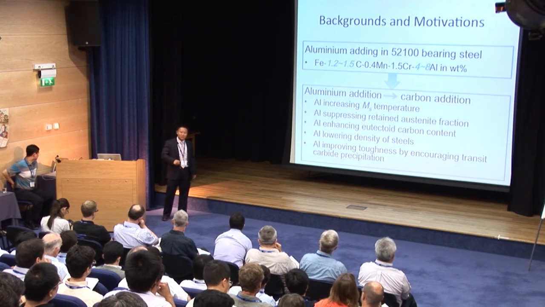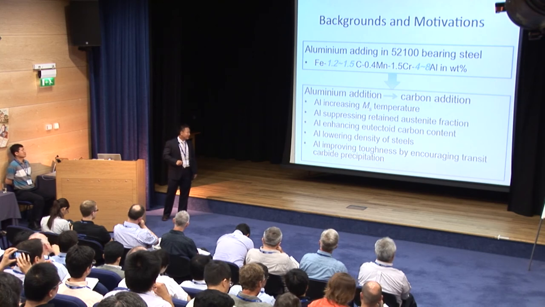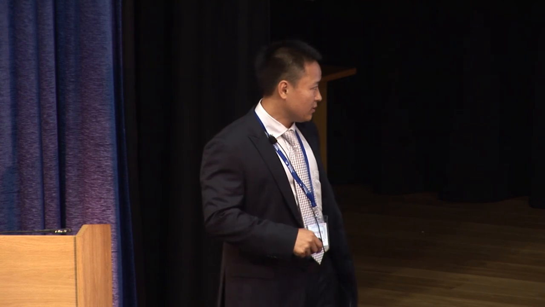That may increase the carbon concentration for the eutectoid reaction. In this case, we can get very high carbon in the aluminum-added bearing steel. That will avoid the network carbide formation before the eutectoid transformation, and also lower the density.